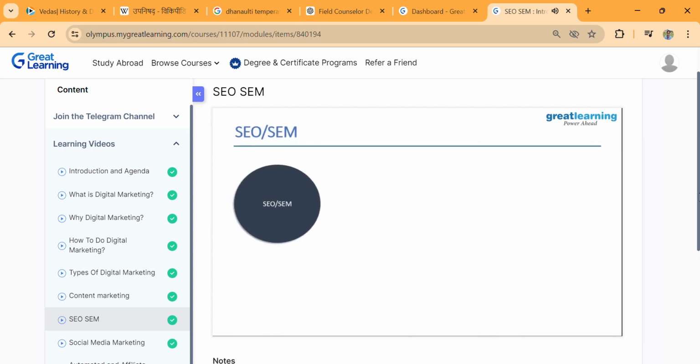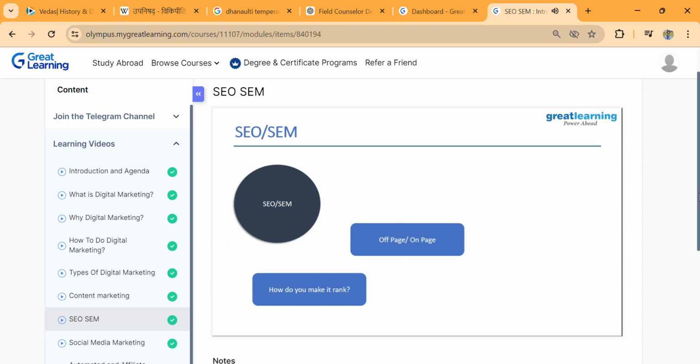When you talk about search engine optimization and search engine marketing, these are some of the things you might look for answers to, right? Something like, how do you make something rank? Do you want to make it rank off page or on page? Should you pay for it, or should you just use some other mediums to do it? There are quite a few questions that you might have and look for answers to. These questions can be answered by SEO and SEM. Let's take a look at those one by one.